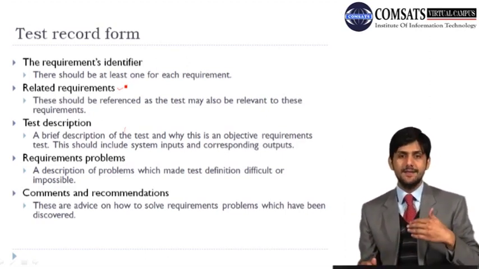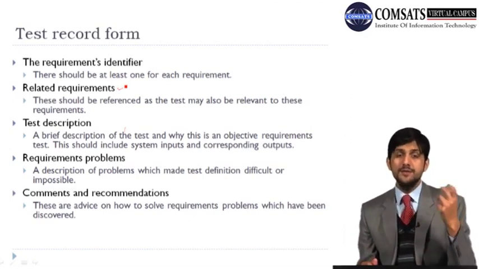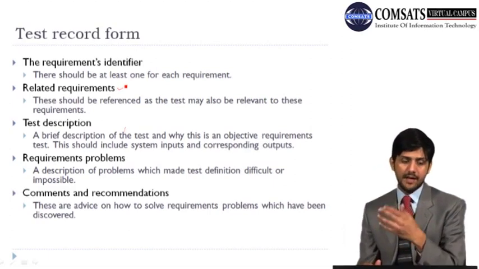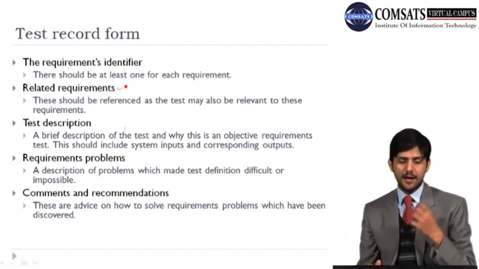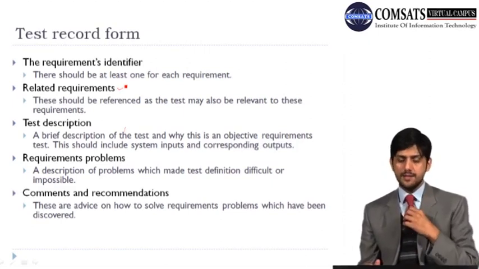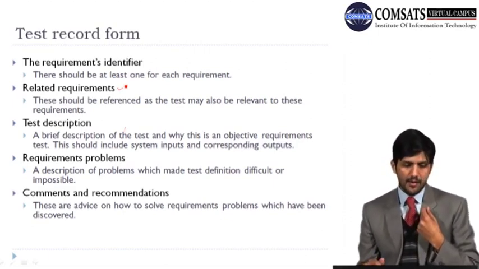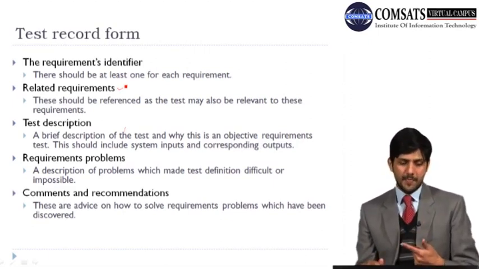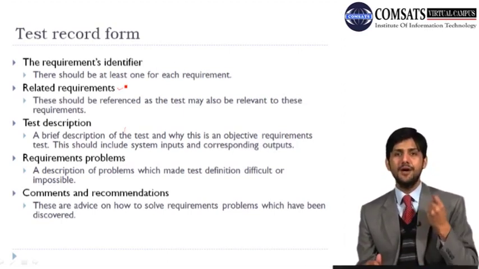Then we will write a test description, that is, through which usage scenario this requirement will be tested. That would be the test description. What we are going to write in it is a brief description of the test, why this is an objective requirements test, and this should include system inputs and corresponding outputs. Then the requirements problems: a description of the problems which made test definition difficult or impossible.